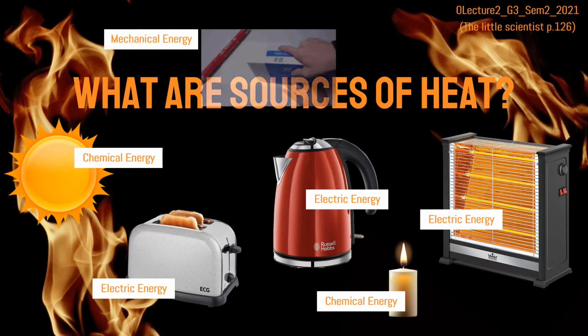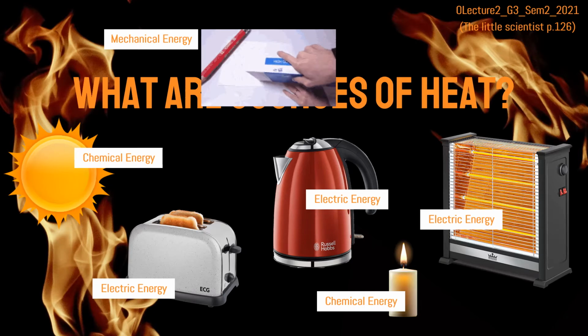When we rub things against one another, we produce heat energy. Like when we rub an eraser against a paper, or when we rub our two hands against one another, we are producing heat energy, and in this case we say that mechanical energy is converted into heat energy.